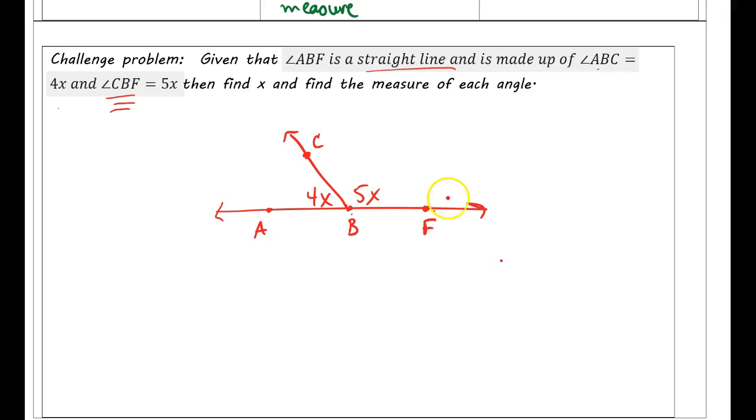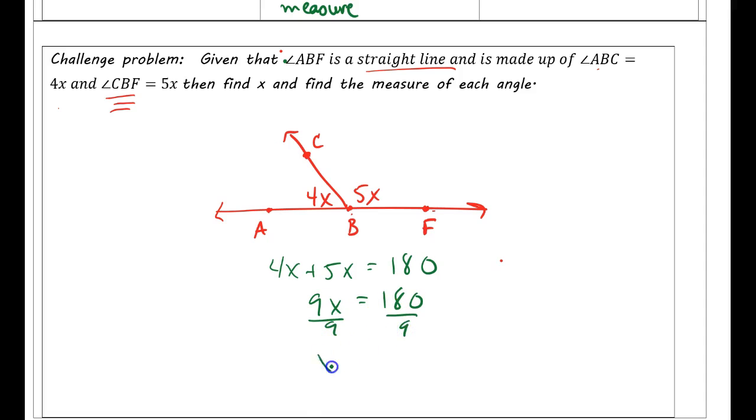Well, if you have a straight line, how much does a straight line add up to? It adds up to 180. So 4x plus 5x equals 180. And then we just math it out. So 9x equals 180. Divide by 9, divide by 9. X is 20. All right, so we found x. X is 20. And then find the measure of each angle.